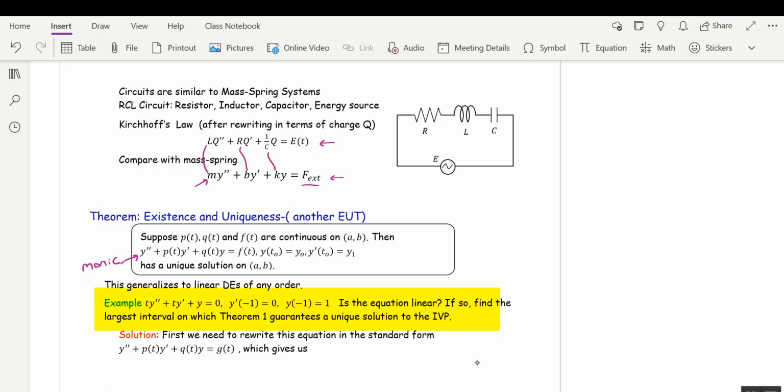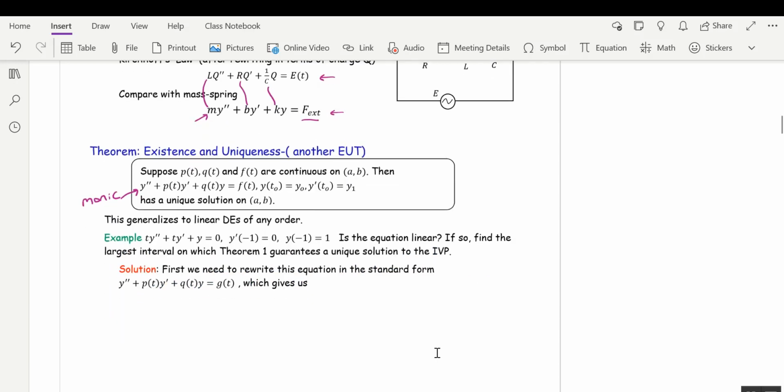Let's apply this to an example down here. If we've got this differential equation with these initial conditions, first of all, is that linear? Yes, it is. So it follows the rules of this EUT. Find the largest interval on which theorem 1 guarantees a unique solution to the IVP.